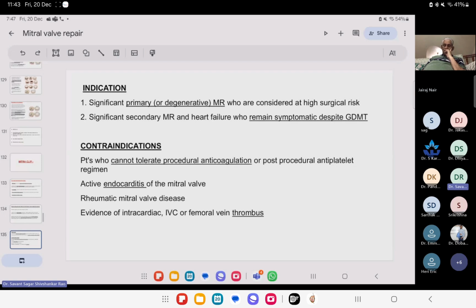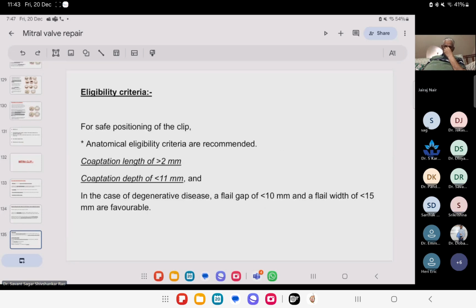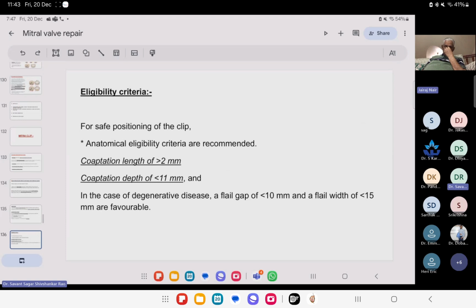Mainly, this method is contraindicated in valves having endocarditis, rheumatic mitral valve, or IVC or femoral vein, or any intracardiac evidence of thrombus. Eligibility criteria according to echocardiography: it should have a coaptation length of more than 2 mm and a depth of less than 11 mm.